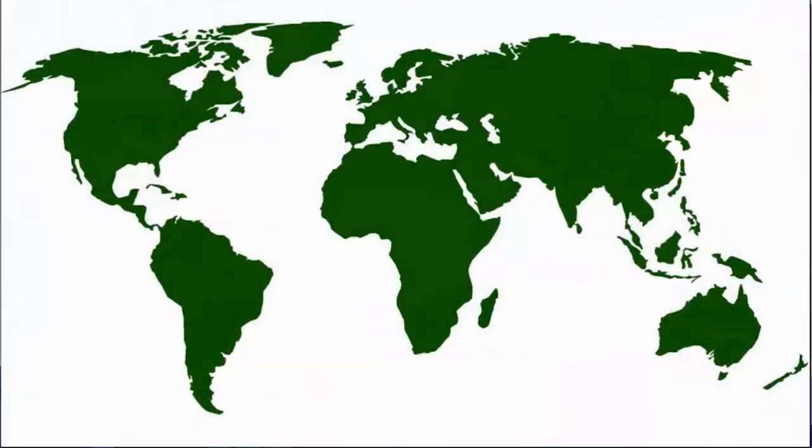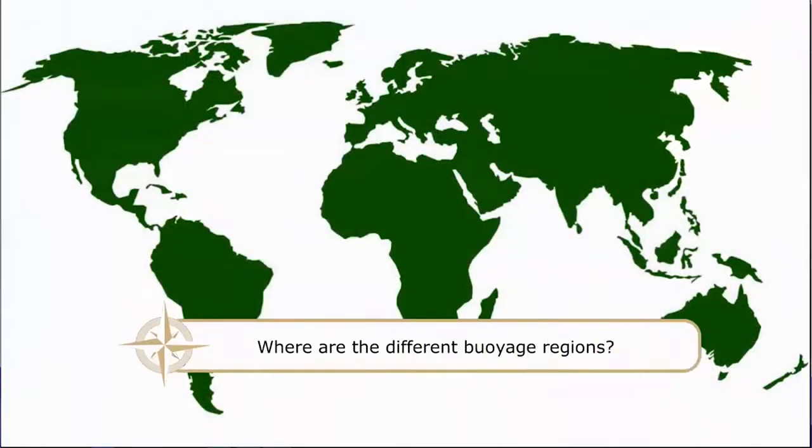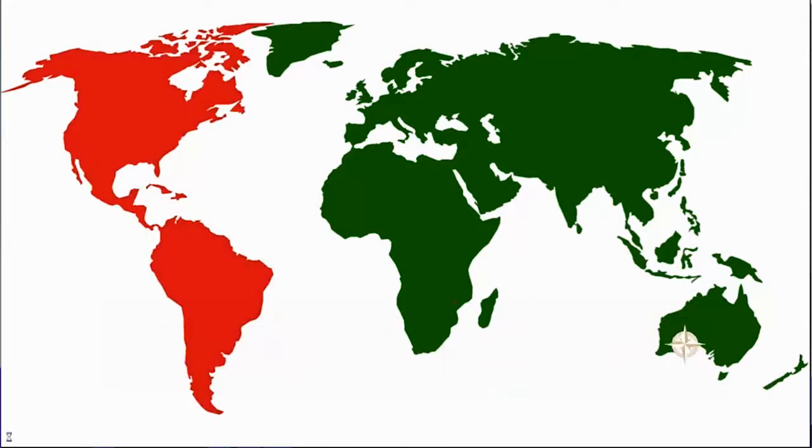First off, let's look at the different buoyage regions. We could imagine the whole world as one region, which we could call region A. We need to add in a couple of exceptions: North and South America, Japan, the Philippines, and Korea. These make up buoyage region B.